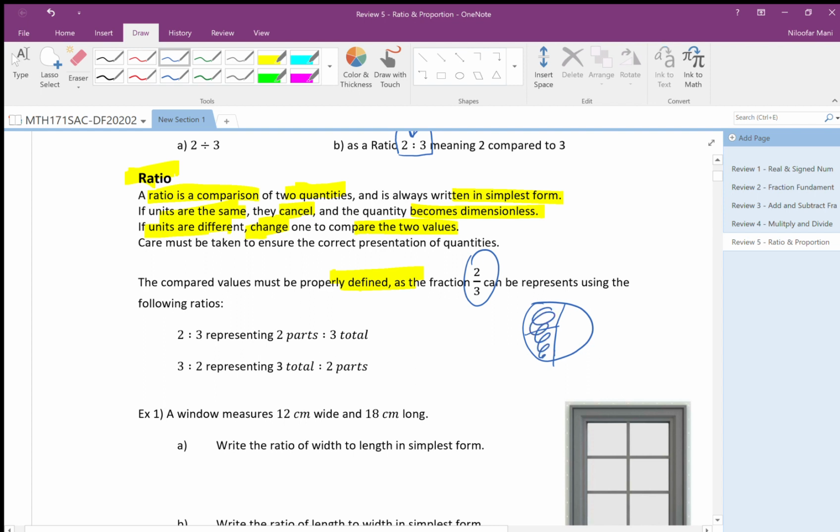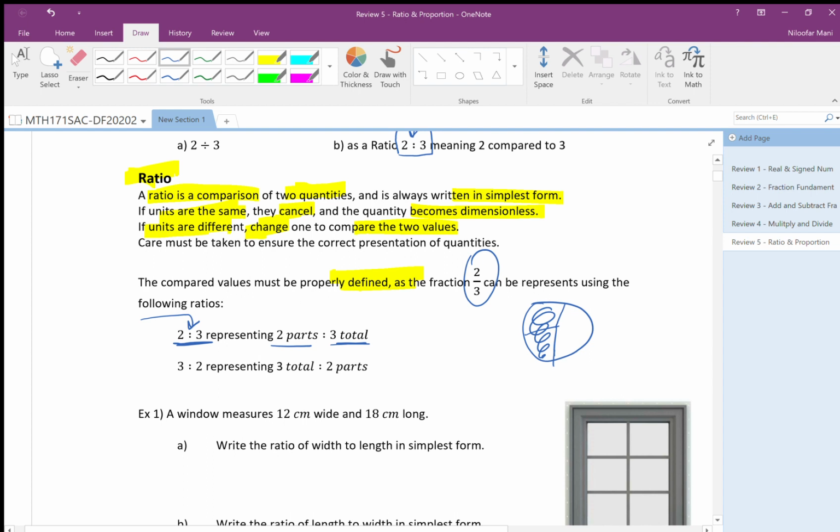But if I say that's a ratio, I have to show it, and I can show it like a fraction, but I have to say it's a ratio. Because I don't want to mix it with fractions, I often show it this way. In this case you have to mention which one is part, which one is total. I have to say here it's 2 parts comparing to 3 total.